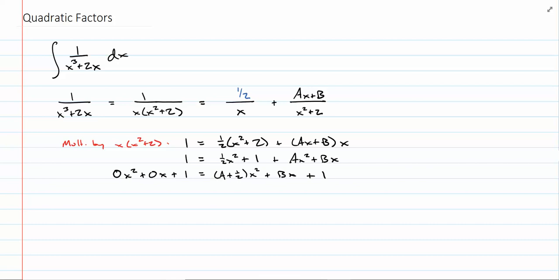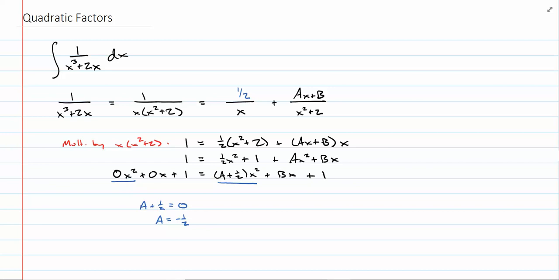Notice that on the right-hand side I have a plus a half x squared. On the left-hand side I have 0x squared. The only way that these two functions are equal for every single value of x is if every coefficient matches up. So that must mean that a plus a half must be equal to 0. So that means that a is negative a half.